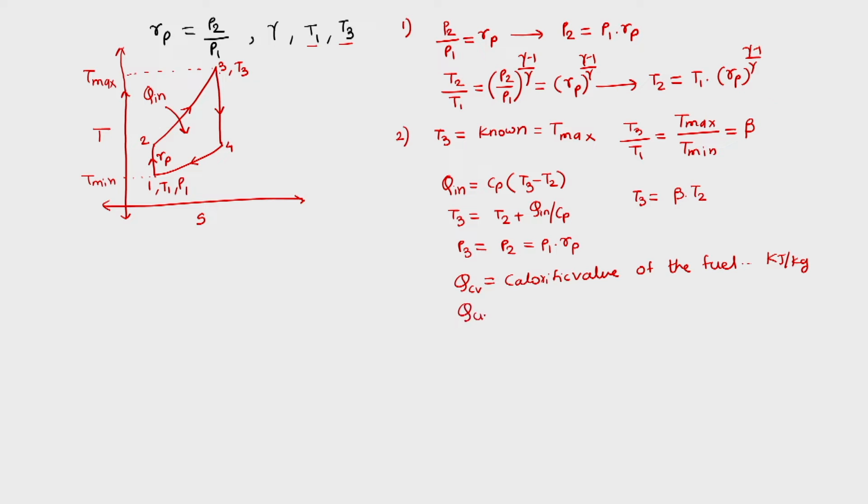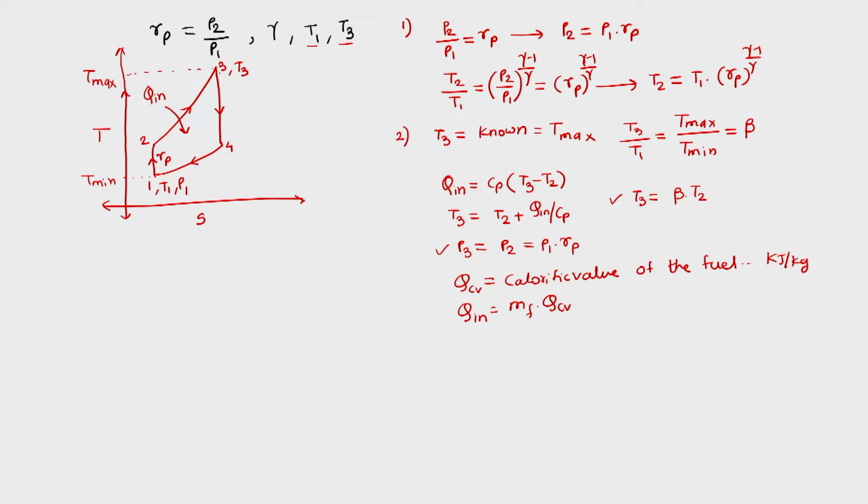So Qin is equal to mass of fuel into QCV. But we have to keep in mind that our present cycle is called the air standard Brayton cycle. We are considering air everywhere as the working medium. So mass of fuel will not come anywhere in calculation except if required for calculation of Qin. That's how we now know T3 and we know P3.